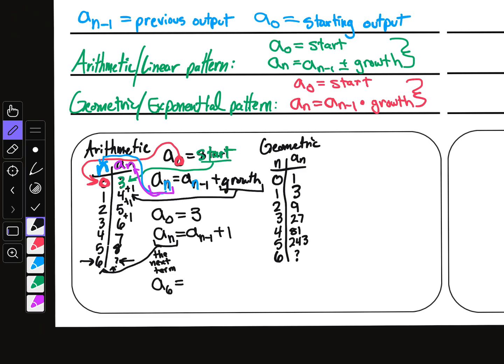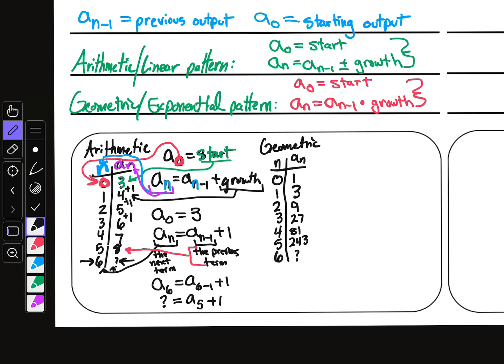Now, to figure that out, what do I need to know? Well, I know that n is 6, so I'm going to have a sub 6 minus 1, which we're going to add 1 to, right? Now, do I know what a sub 6 is? No, I don't. It's a question mark. Do I know what a sub 6 minus 1 is? Well, this represents the previous term, which you can see up here. Because what's a sub 6 minus 1? Well, 6 minus 1 would be 5, so I really have a sub 5 plus 1.